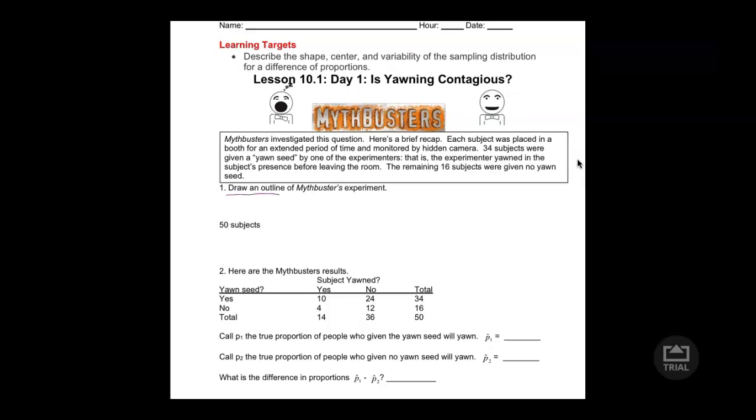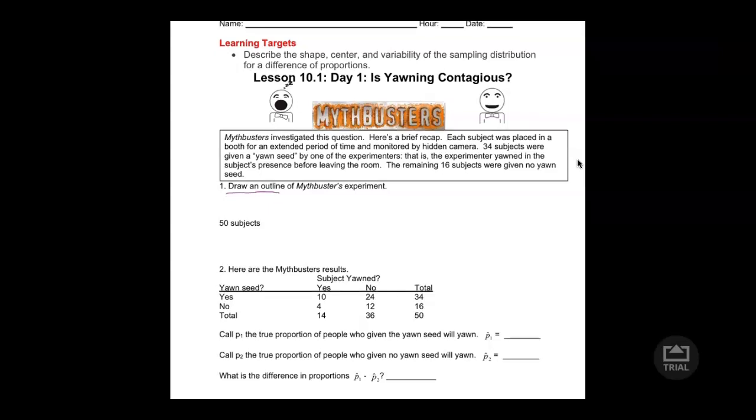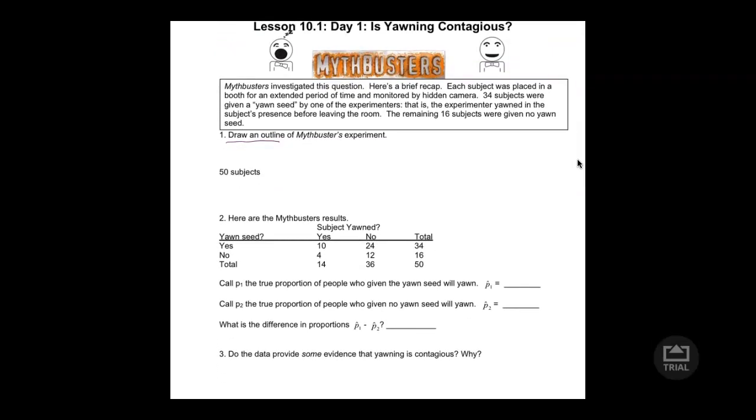This takes us back to the beginning of the year when we were talking about experiments in Chapter 4. So let's draw the outline. We have 50 subjects, and then in an experiment, you're going to randomly assign your subjects. So the first thing we're going to do is our random assignment. And we're going to randomly assign them into two groups. The first group had 34, and the second group had 16.